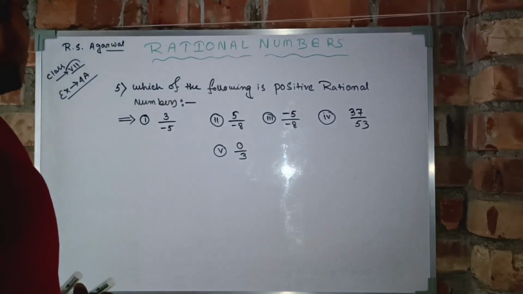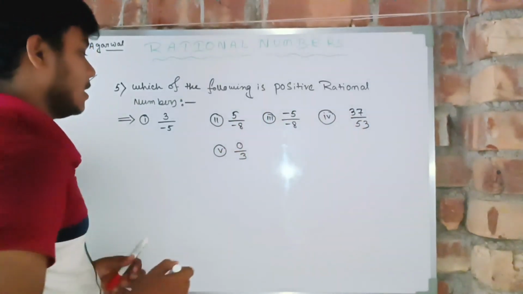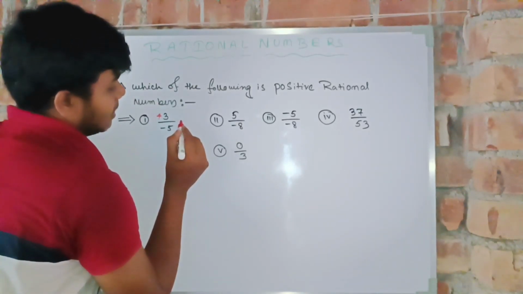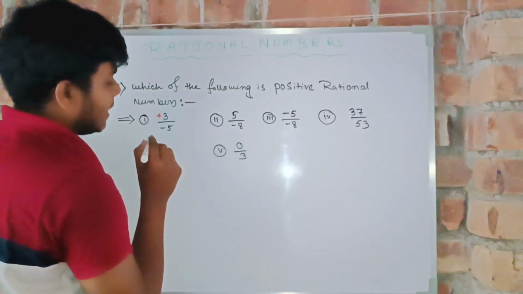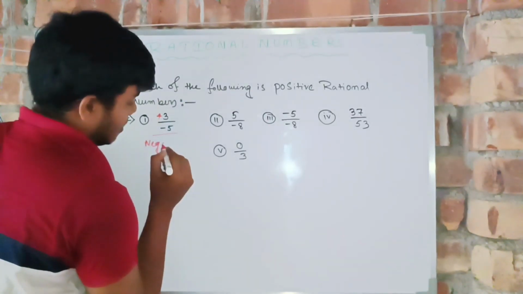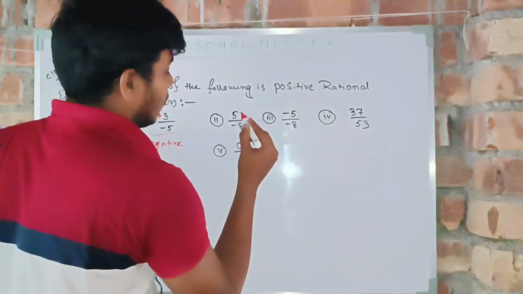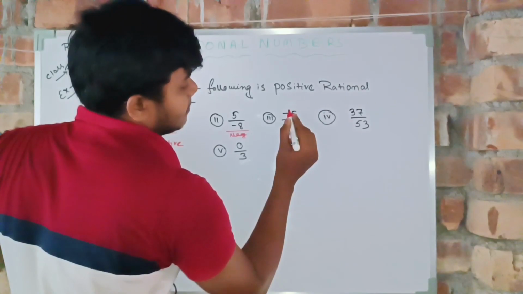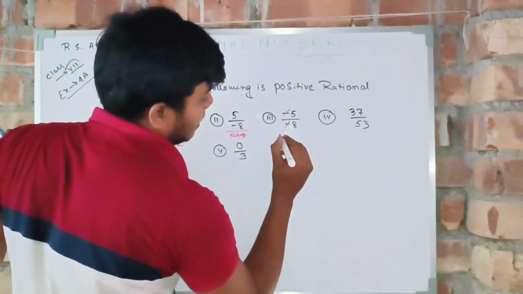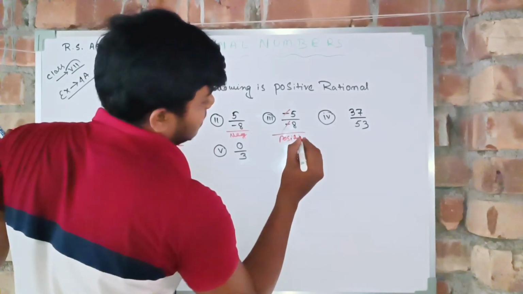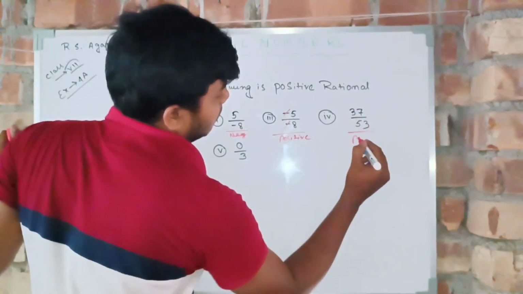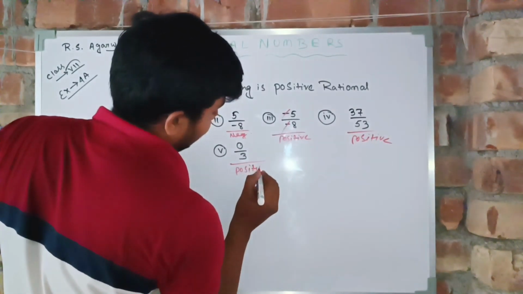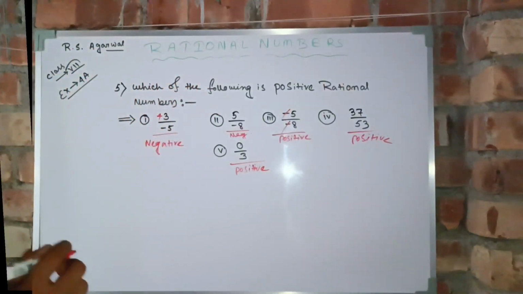Our next problem is which of the following are positive rational numbers? Here one positive, one negative, so it is a negative rational number. This is also negative. One positive, one negative, it is also negative. Two negatives, minus cancels out, so 5 by 8 is a positive rational number. This is obviously a positive rational number, and this is also a positive rational number.